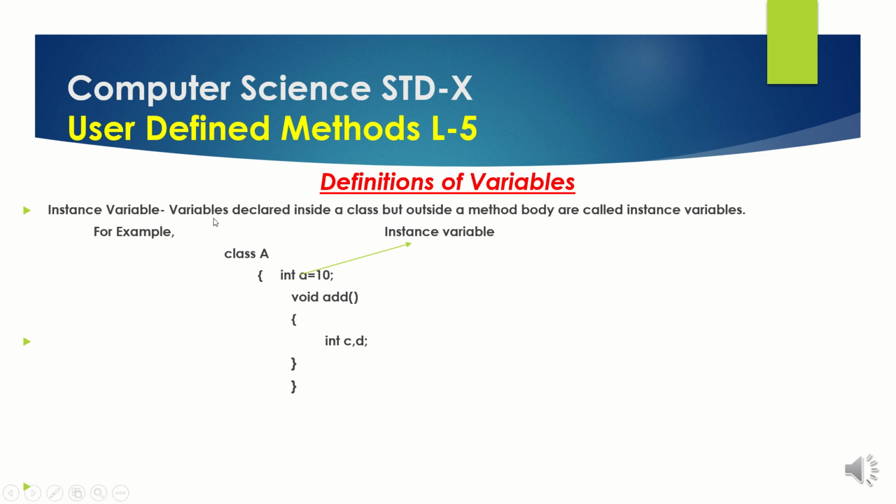Instance variable. Variables declared inside a class but outside a method body are called instance variables. For example, in class A, inside a class we have declared a variable called A, but as you can see, it is inside a class but outside a method body. So this is a method body over here. Outside this method but inside a class, if any variable is declared, then it is called an instance variable. Instance variable belongs to an object.